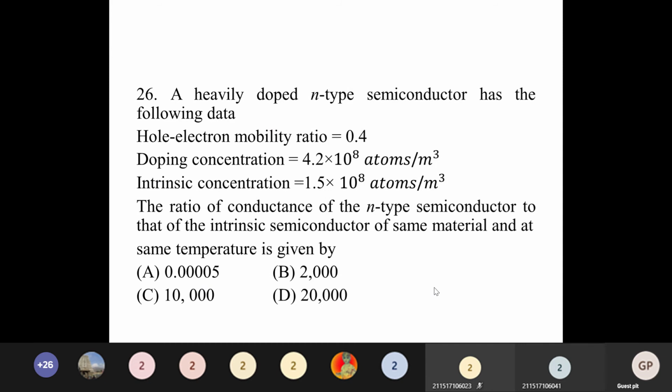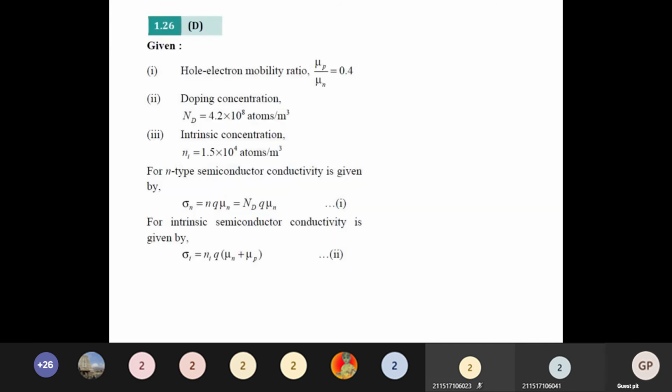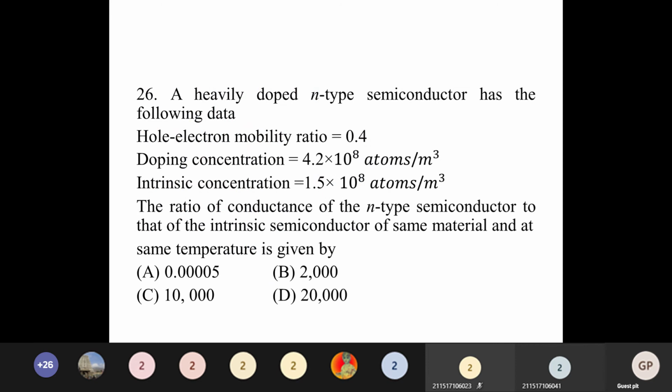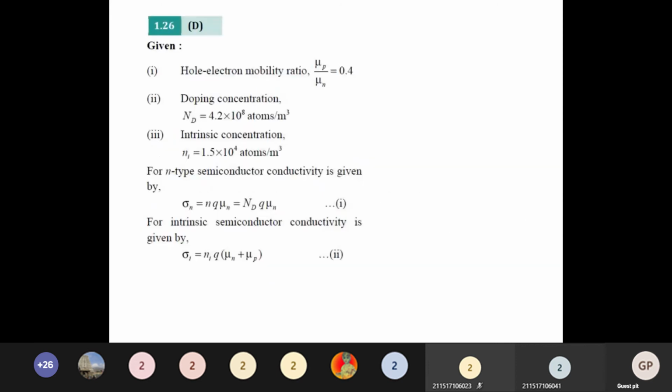So first write the given data. The hole to electron mobility ratio, mu p divided by mu n. The doping concentration is Nd, since the majority carriers are electrons in N-type material. Nd equals 4.2 into 10 to the power 8 atoms per meter cube. The intrinsic concentration Ni is equal to 1.5 into 10 to the power 4 atoms per meter cube, also given in the problem itself.